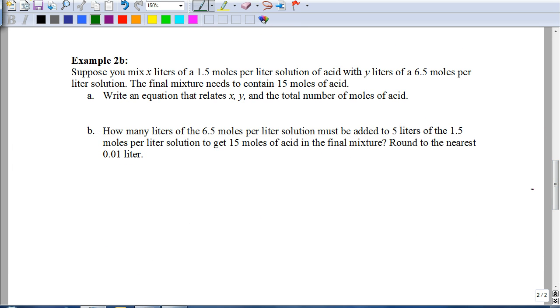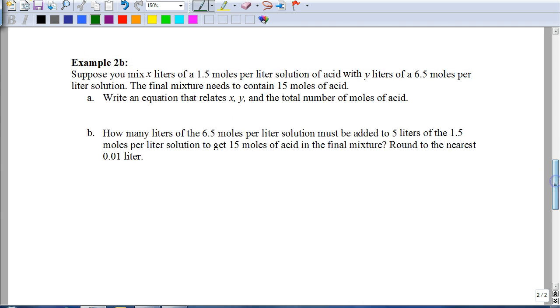So why don't you take a second to apply that to this last example. Pause the video and hit play when you're ready to check your answer.